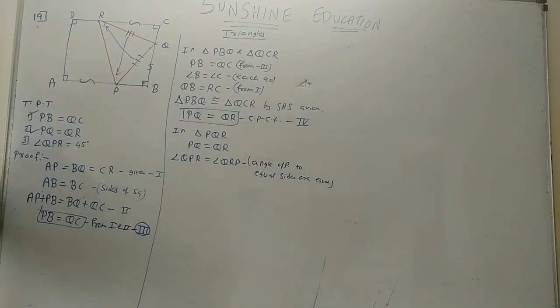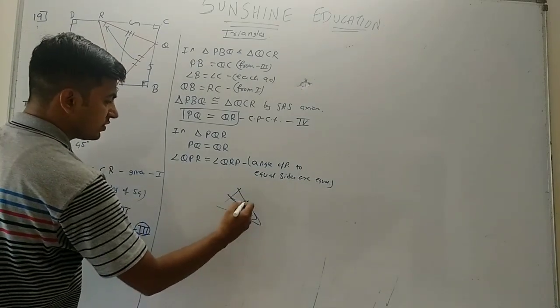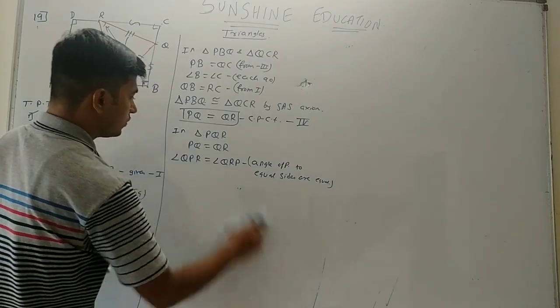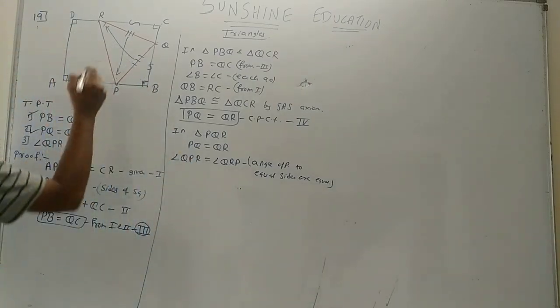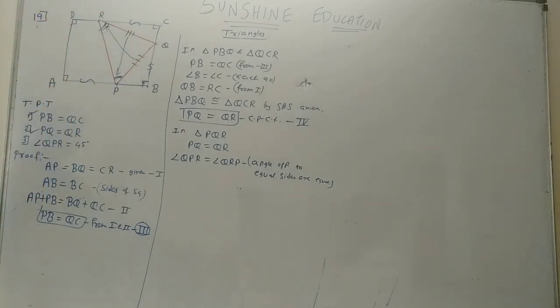Okay, angles opposite to equal sides are equal. Suppose we have a triangle where these two sides are the same, then this angle and this angle will be the same. So these two angles are equal. Which two angles are equal? This one and this one. Now, the sum of all the angles of the triangle is 180.